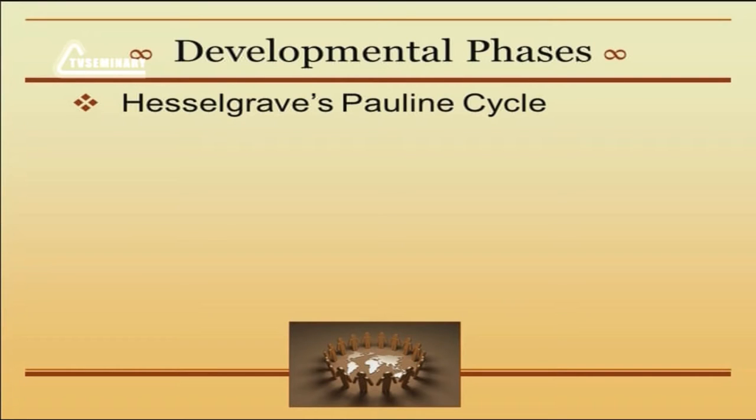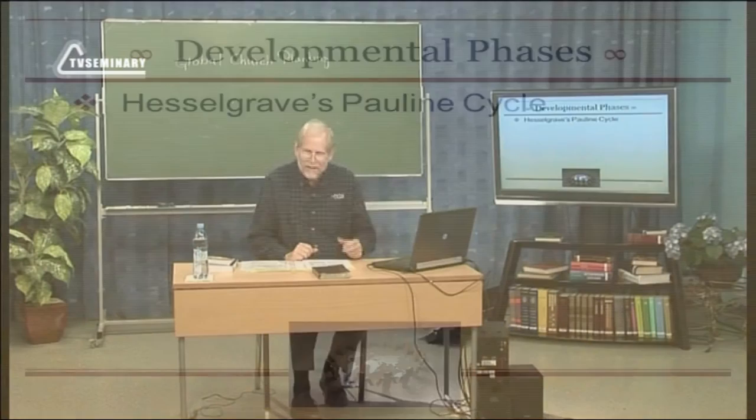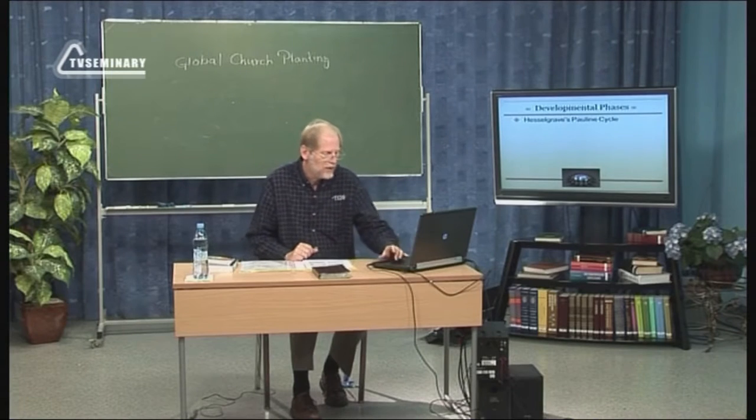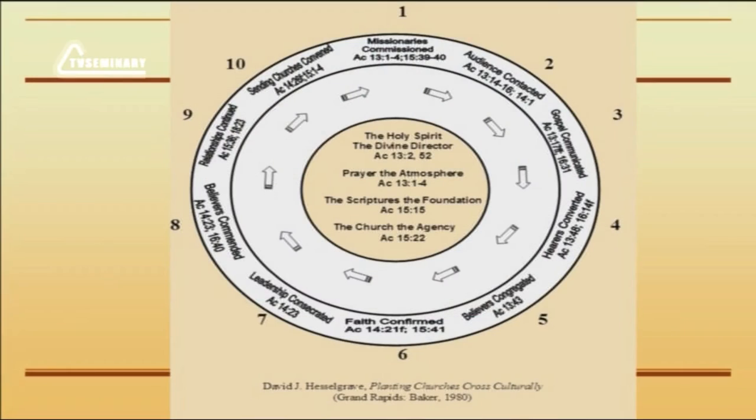David Hesselgrave, in his book on cross-cultural church planting, developed what he called the Pauline cycle. So he looked at the way the Apostle Paul planted churches and examined that, and he said there seems to be sort of a cycle that he went through in planting churches. At the very core, and you can see in this diagram, this is from his book, Planting Churches Cross-Culturally, at the very core, you have the Holy Spirit directing the entire process.